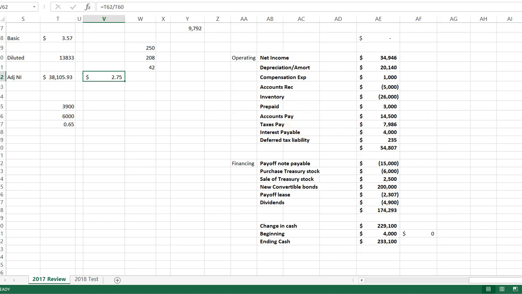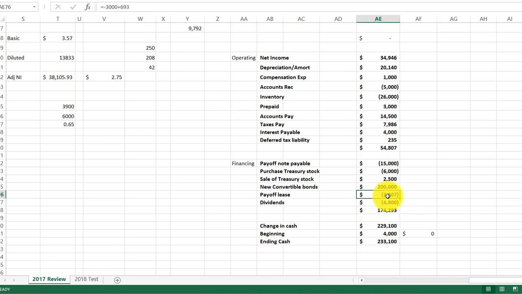And then we have the financing, the payments we made on the note, purchase of the treasury stock, sale of treasury stock, all goes under financing. It's not investing. In fact, we had no investing transactions at all. The new convertible bonds, dividends, we know what that is.